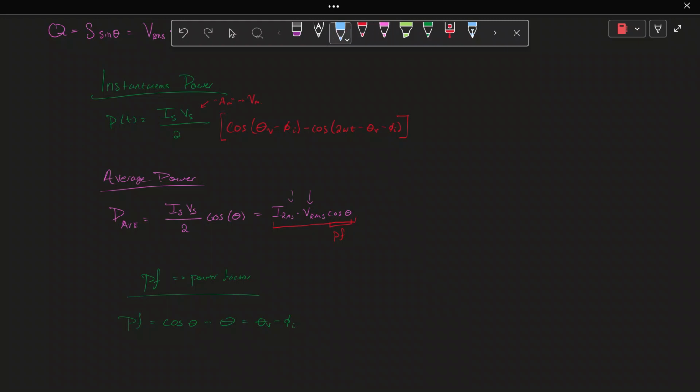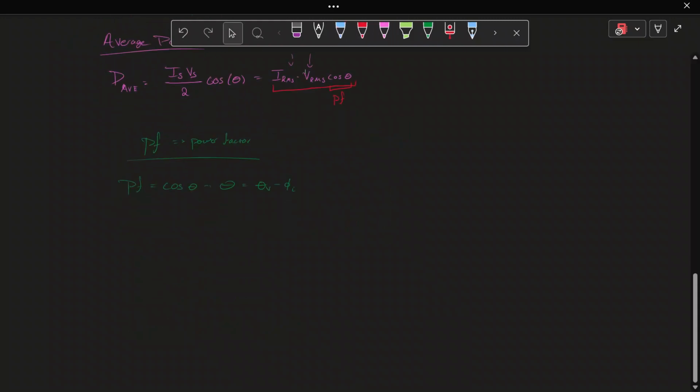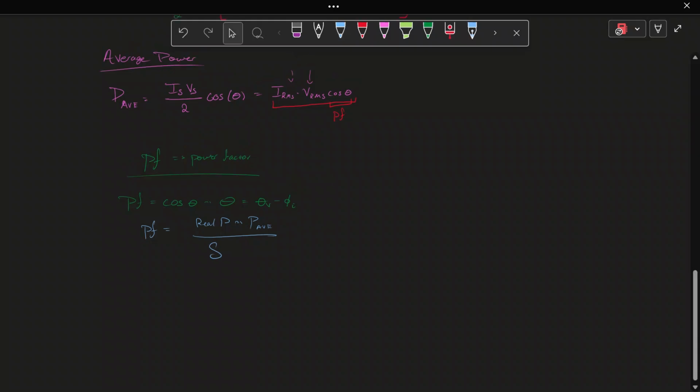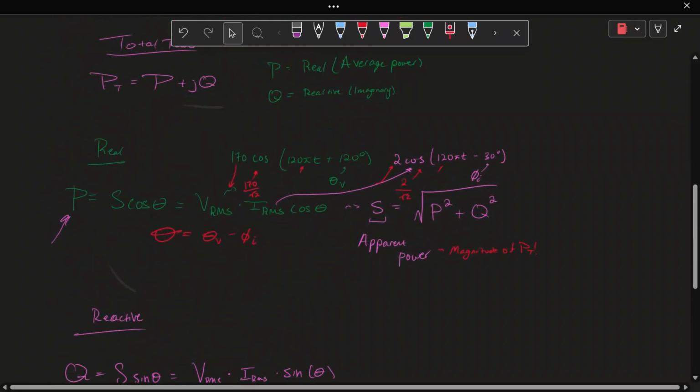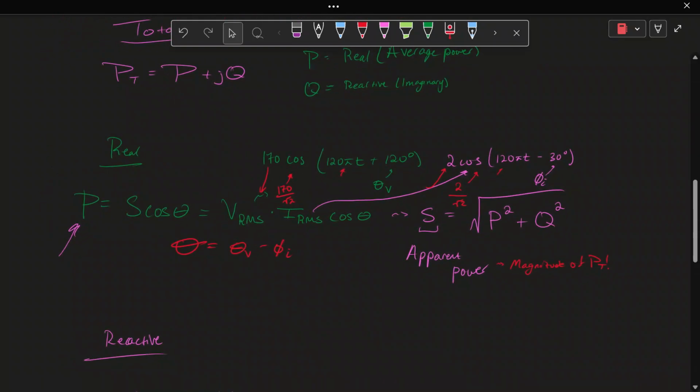Okay, so moving on from that, we can then also say power factor is equal to real power, or your average power, divided by the apparent power, S. Remember, real power is average power. Now, why can we do that? Well, remember from up here, P equals S cosine theta, and cosine theta is power factor. So if we solve for power factor, it's average power over apparent power.